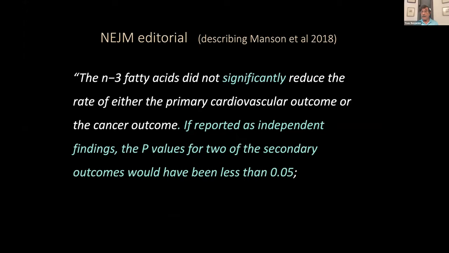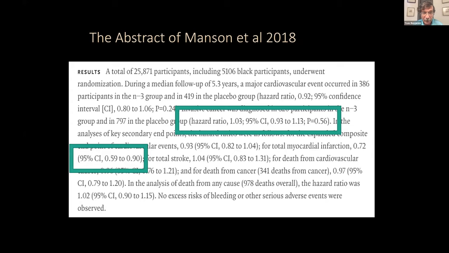And they give an example from a previous study. Omega-3 fatty acids did not significantly reduce the rate of either the primary cardiovascular outcome or the cancer outcome. If reported as independent findings, the p-values for two secondary outcomes would have been less than 0.05 and therefore would have been reported, but according to the new guidelines, p-values are omitted. So what you see, this is the abstract of this paper, is that for the primary endpoint, you have both the confidence interval and p-value. For the secondary endpoint, you have only the confidence interval, and it goes from 0.49 to 0.9, and it gives a very strong impression that you have good results, not taking into consideration that you have here 22 endpoints from which they were selected.